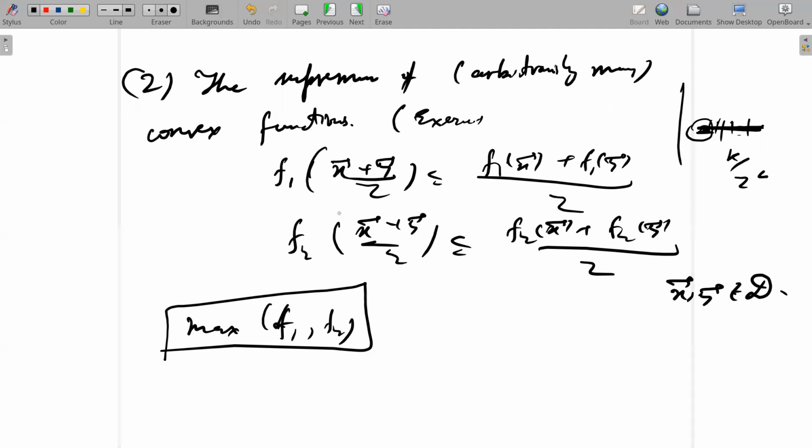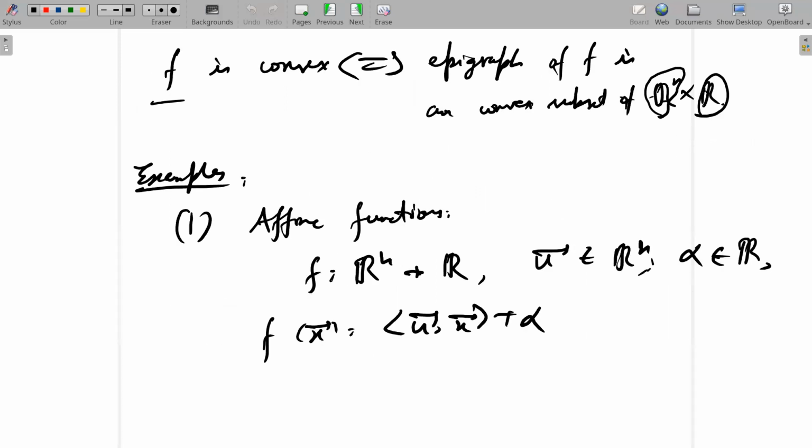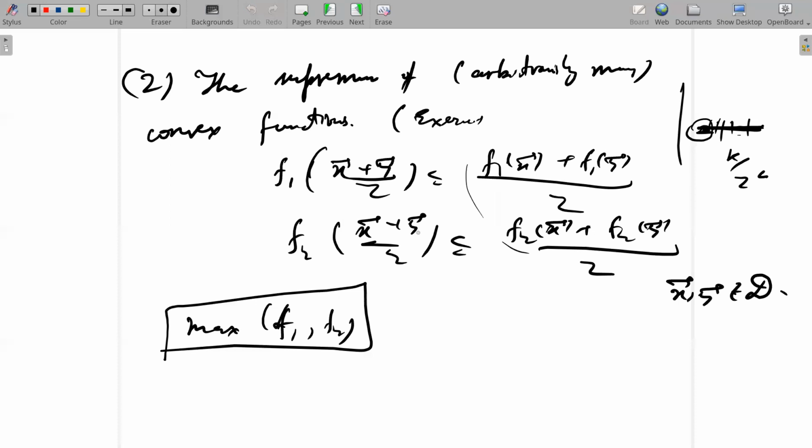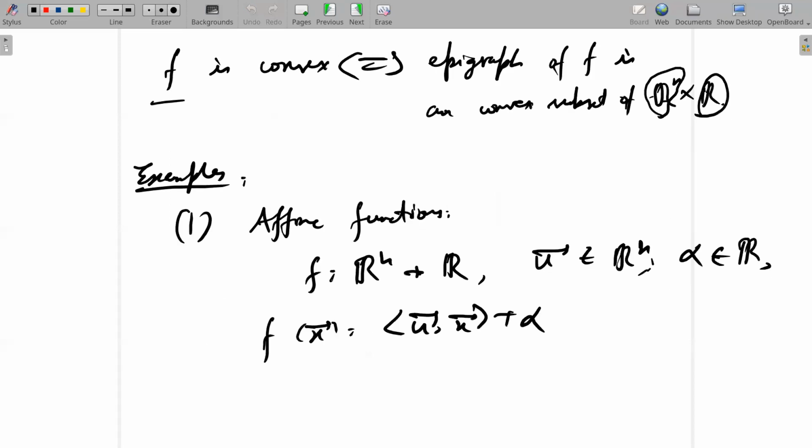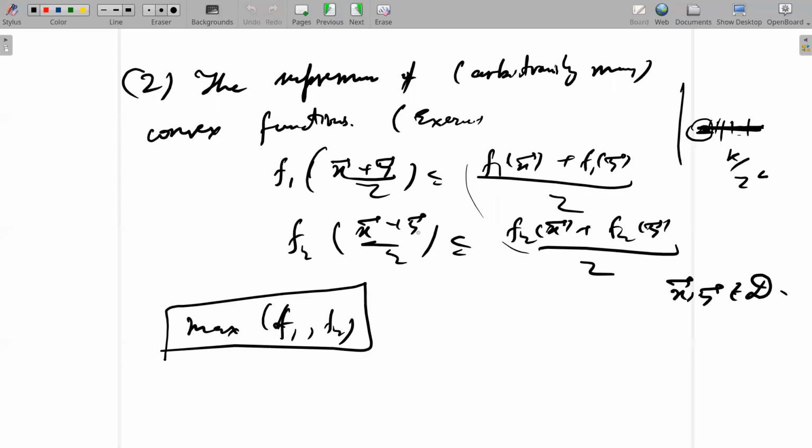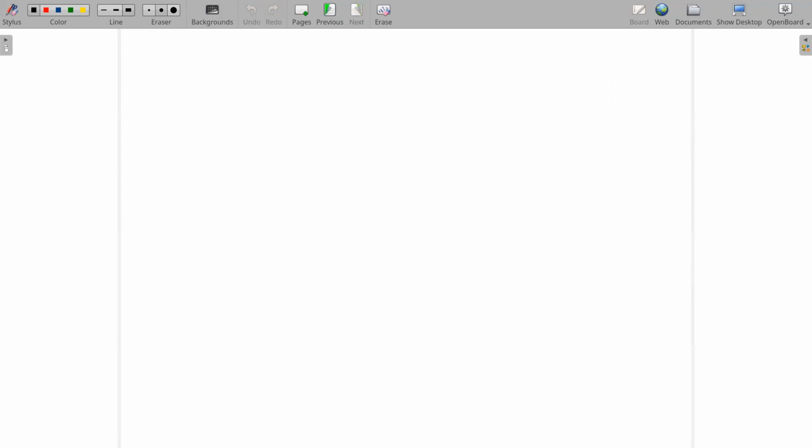That's simply because the maximum of f1, f2 evaluated at (x plus y) over 2 is less than or equal to the maximum of these, but then that will be less than or equal to the individual maximums. And you may think these are special examples. We started with an affine function and gave a recipe of constructing more convex functions, right? Affine functions are convex, so if I take the supremum of affine functions, then I should get more convex functions. As it turns out, that is the list of all convex functions. So I'll state that as a theorem.